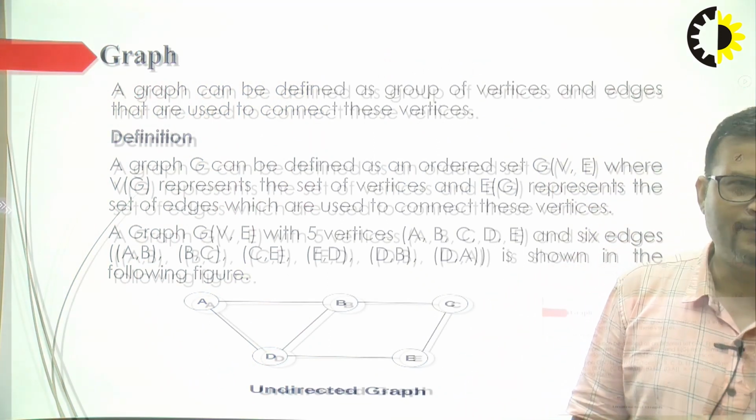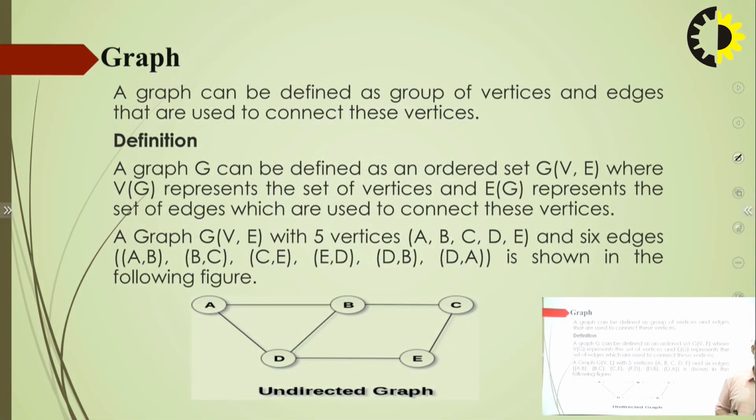So here a graph can be defined as a group of vertices and edges that are used to connect these vertices. Let's take one example, because graphs have two types, directed graph and undirected graph. But here the main theme is the graph. A graph is a collection of vertices and edges. We denote the graph by G, the vertices by V and the edges by E.